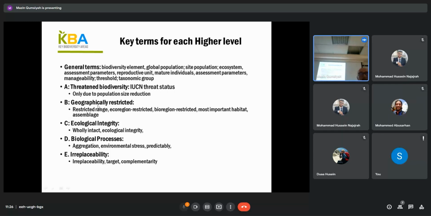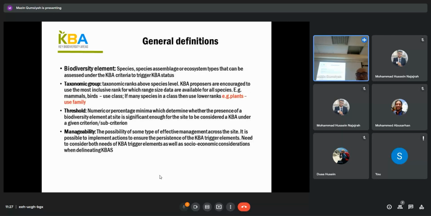What is threatened biodiversity, what is geographically restricted, ecological integrity, etc., etc. It's very important that every assessor really understands what the definitions are, what the key terms are, and how they apply to the process. I will not go into all the definitions. We can discuss that this afternoon if you want.